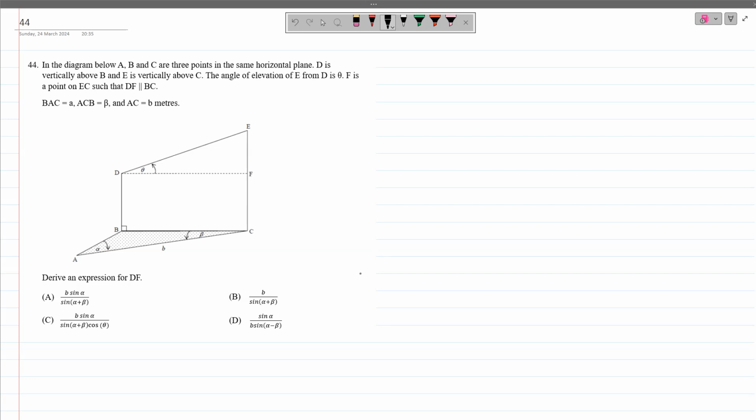And then BAC, this angle, is equal to alpha, and ACB is equal to beta, and AC is equal to b meters. So from this information, derive an expression for DF. The side in question in this case would be DF, this one here. How do we get an expression for DF?